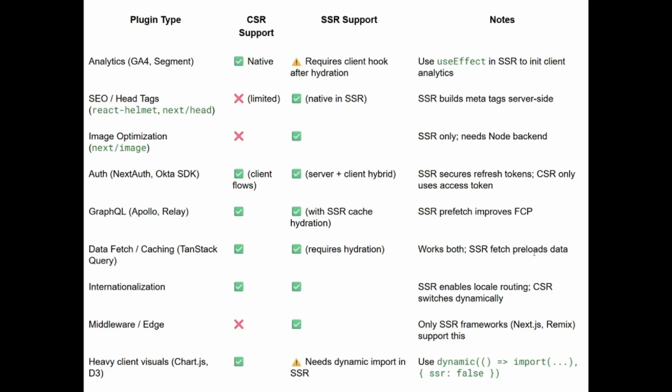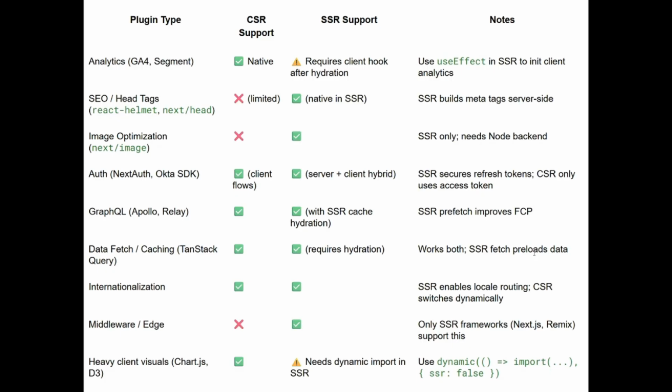GraphQL and caching tools like Apollo or React Query, they work in both. But SSR can prefetch data, so the first render is instant. CSR loads after the fact, which means more loading spinners. Internationalization, or i18n, both can handle it. SSR renders locale routes, while CSR can switch languages on the fly.